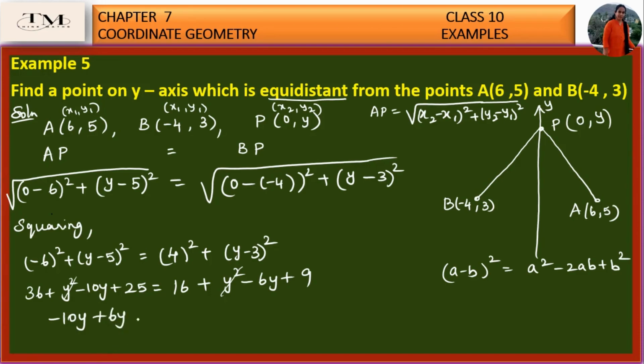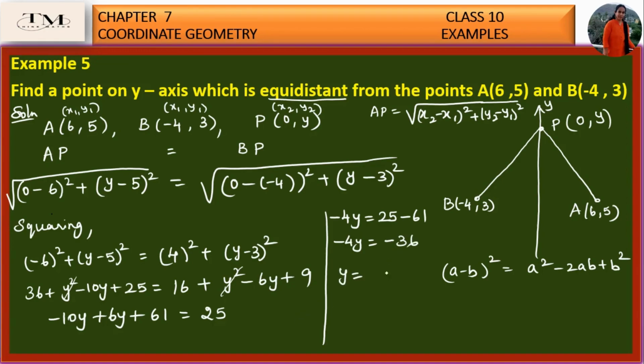So what about the constants in this? 36 plus 25 is 61. On the other side, we have 16 plus 9, so 16 plus 9 is 25. So minus 10y plus 6y is minus 4y equal to 25. This plus 61 will become minus 61. So minus 4y equal to 25 minus 61, which is minus 36. So then y will be equal to minus 36 divided by minus 4.